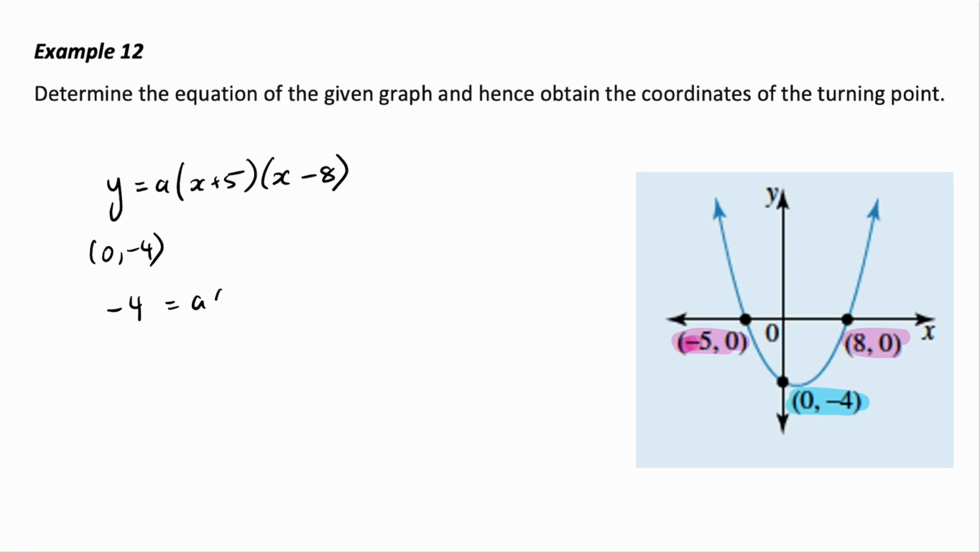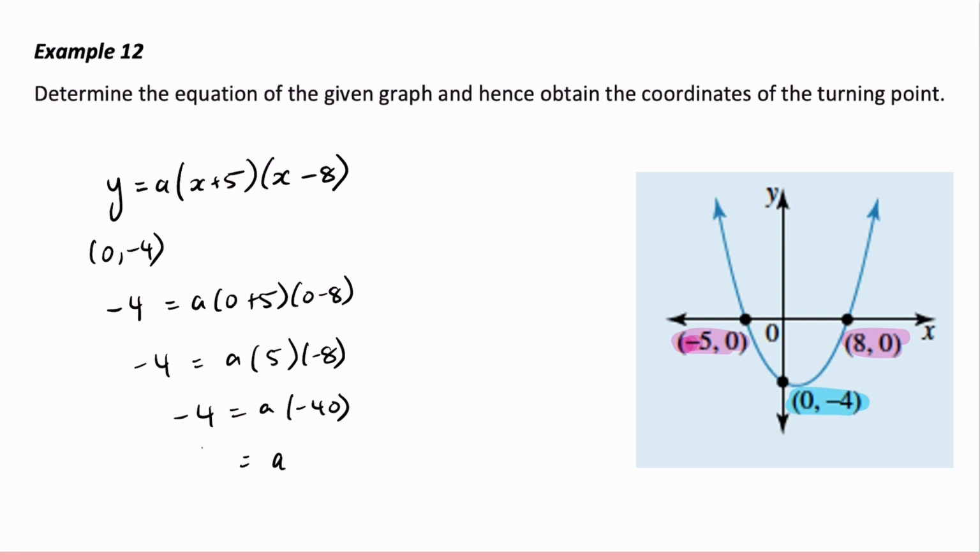So that'll be -4 = a(0 + 5)(0 - 8). That's 5 times -8, which will be -40. So then when I divide both sides by -40, I'll get 1 over 10. So my equation will be 1/10(x + 5)(x - 8). That's it. Very similar with your turning point form, or if you had a general form, but all you have to do is grab the key points and substitute them in.